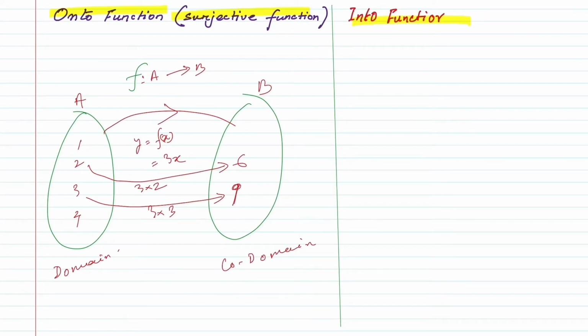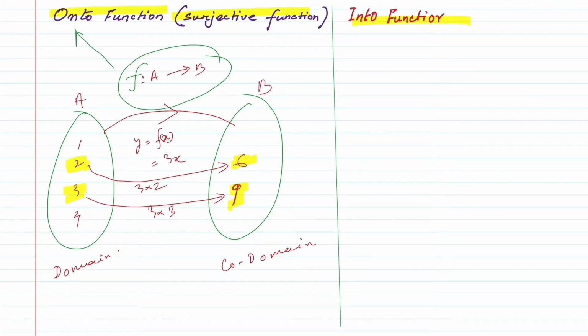Here you see all the elements in the codomain are images of some elements in the domain. That's why this type of function will be called an onto function. Okay, this is called an onto function.